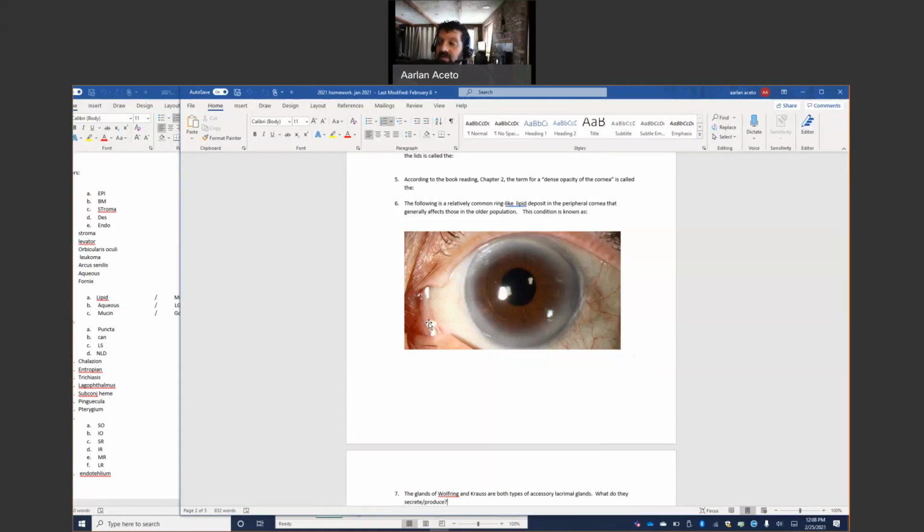It's thought that a lot of folks who have this may have higher blood levels of lipid, like higher triglycerides, higher incidence of heart issues, cardiovascular issues, up in the air. But in this case, this is 360 degrees off to the periphery. If you put fluorescein on that to look at the epithelium, it is intact. And what gives it away is the common ring-like lipid deposit, peripheral cornea, generally affects the older population.